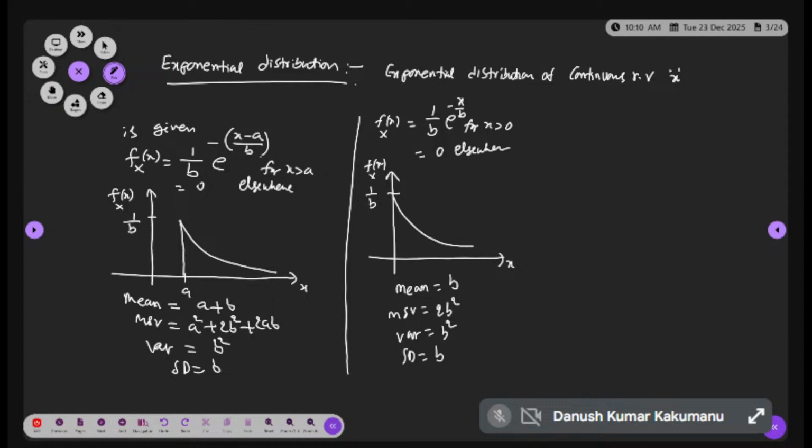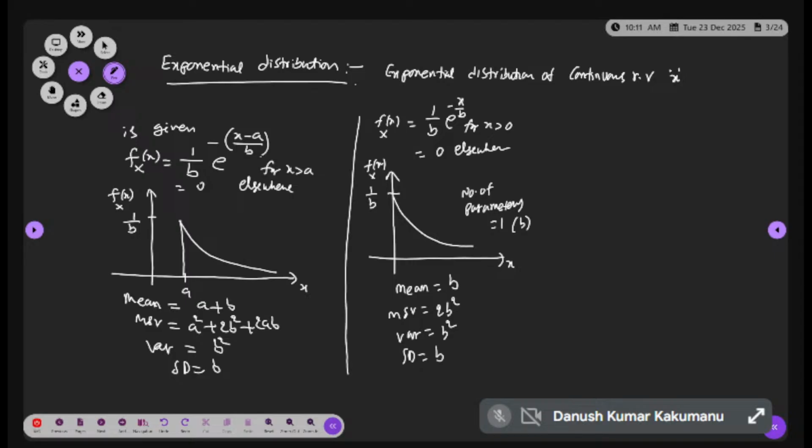Is it clear to all of you? Same set of formulas only. We are substituting a as 0, nothing else. This we are using in the GATE. This is important in the GATE. Whenever they are asking any question on exponential, it means this formula. Here, how many parameters are there? Number of parameters is 1. What is the parameter here? b. b is the parameter.